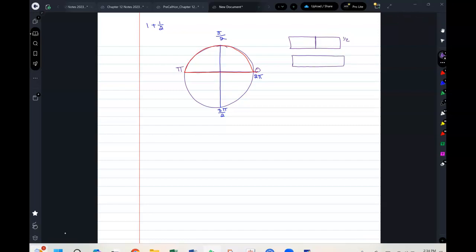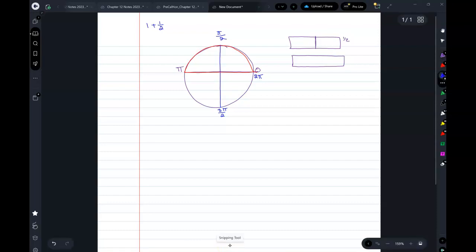Now, suppose you have the same chocolate bar, okay? But now imagine you want to split it into thirds. If you split it into thirds, here's my question. Will 1/3 of the chocolate bar be more than or less than half of it? 1/3 will be less, right? Because if I split it into thirds, this is 1/3.